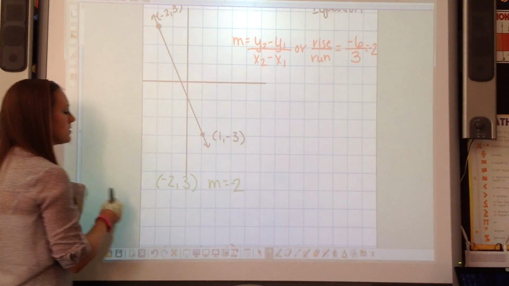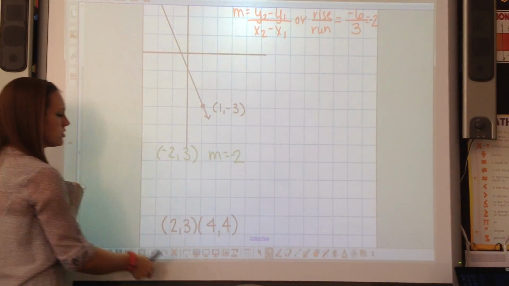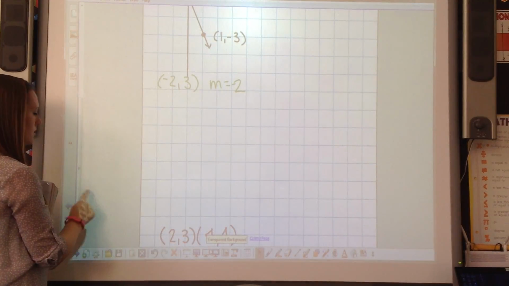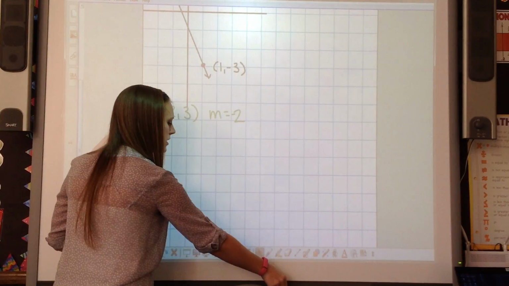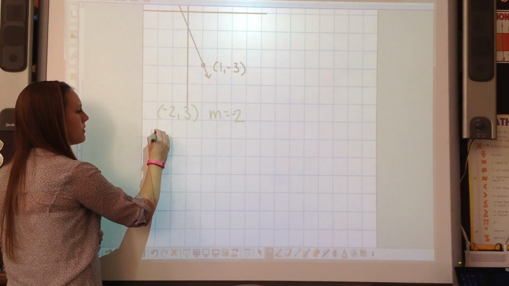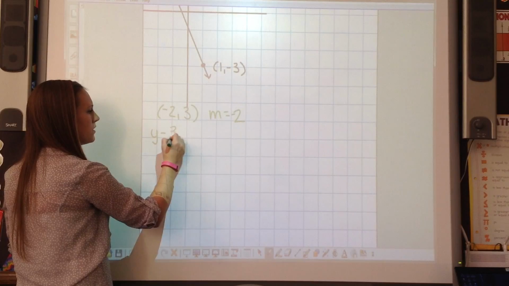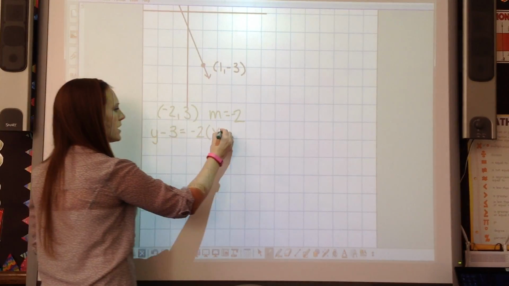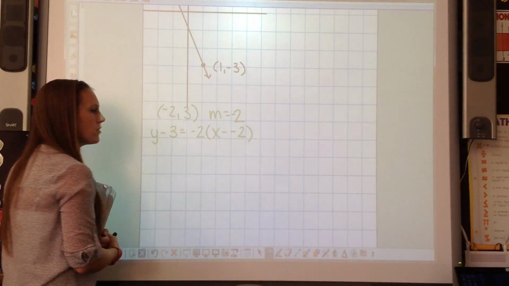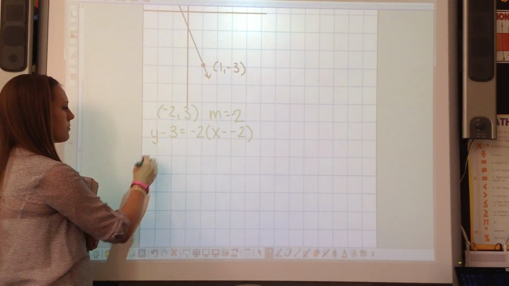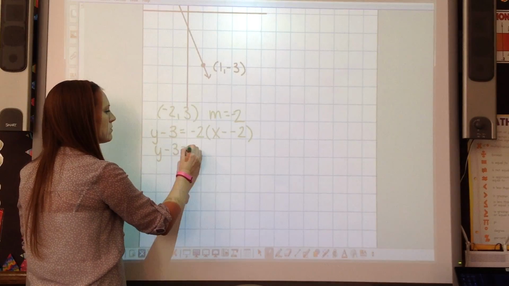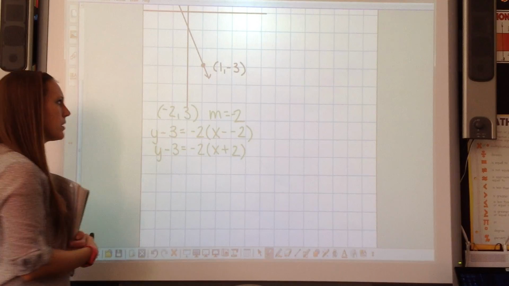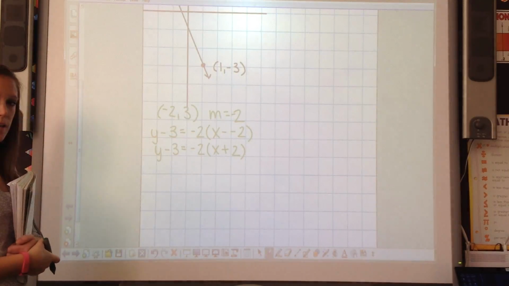So I can write an equation with that information. I'm going to fill it right into the formula. y minus y1 equals m times the quantity x minus the negative 2. Whenever you have double negatives, you have to fix them. y minus 3 equals negative 2 times the quantity x plus 3. 2 negatives make a positive. So this is one of my answers.